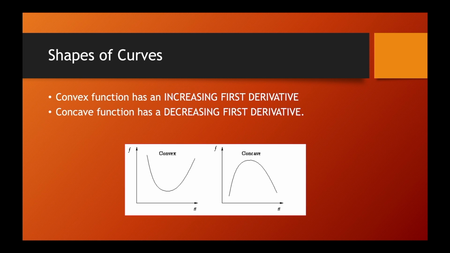The final topic is shapes of curves. A convex function has an increasing first derivative, whilst a concave function has a decreasing first derivative. And we can see this where the convex has an upwards bend and the concave has a downwards bend.